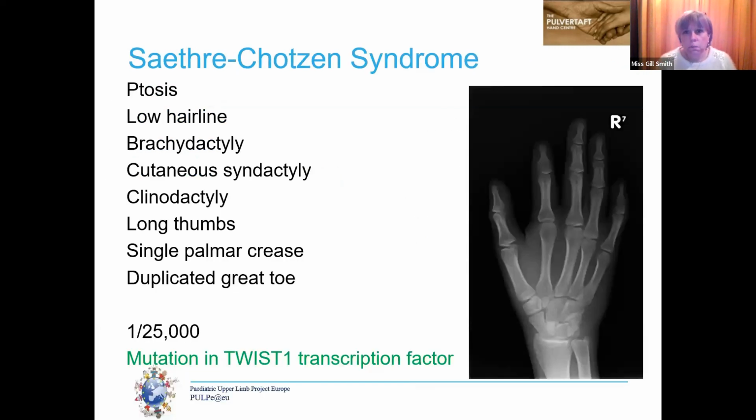The Saethre-Chotzen patients we don't see so much. They have shorter fingers, very long thumbs, a single crease, and we may see them about their duplicated great toe, and often syndactyly, which is usually simple and incomplete in the fourth web. And that's a mutation in the TWIST1 transcription factor.